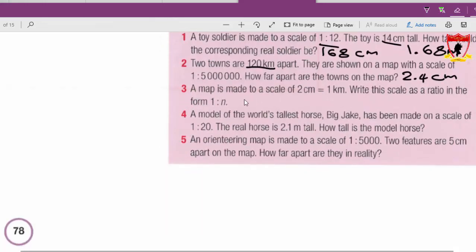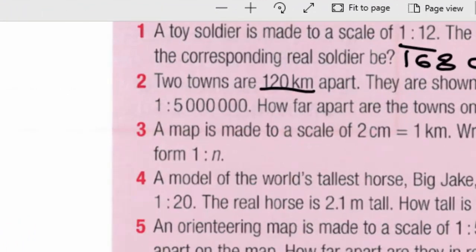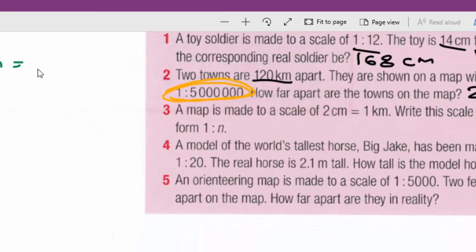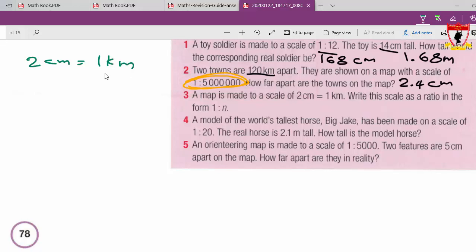Question 3. A map is made to a scale of 2 centimeters represents 1 kilometer. Write the scale as a ratio in the form of 1 to n. Write the scale as a ratio in the form of 1 to n means we have to make something like this. Now, to make something like this, we need to have 1 centimeter. This is 2 centimeters, represents 1 kilometer. Because the units are not the same, we cannot make something like this.